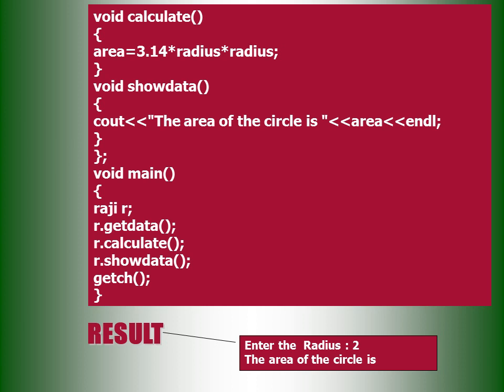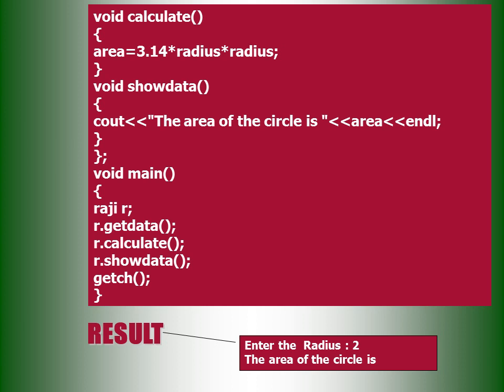So this is the method we use to create the object in the main function. Okay, the syntax we have already seen in the previous slides, and the object can refer to the particular member functions with the help of a dot operator. See here, r dot getdata. First of all we have to get the required data. For that we have to call the function getdata, and r dot calculate, that must calculate the area of the circle, and another thing we have to do is show the data. Whatever we have calculated must be shown under the function showdata.